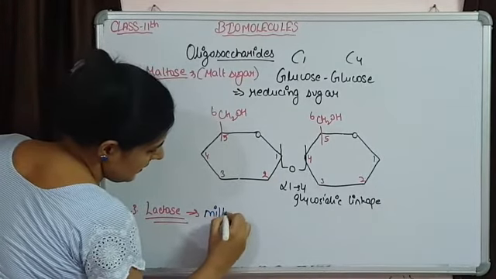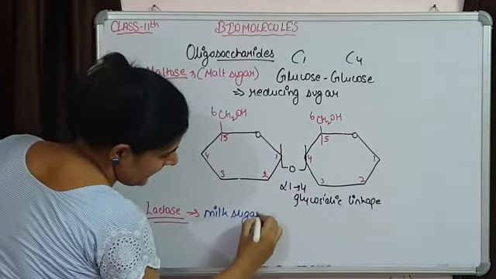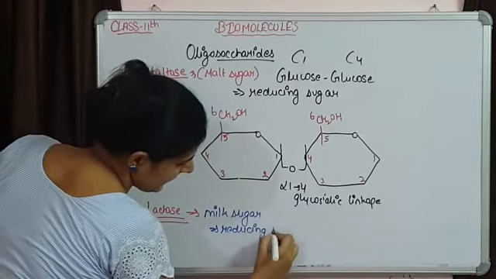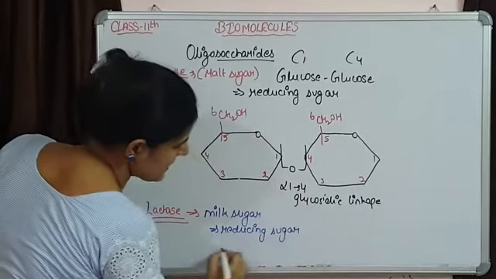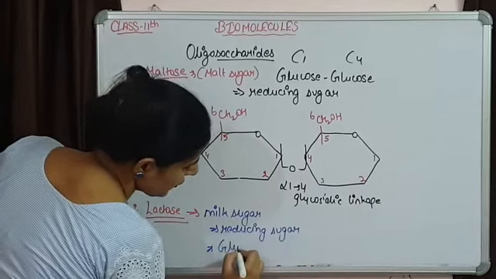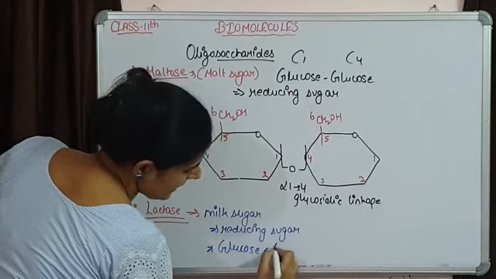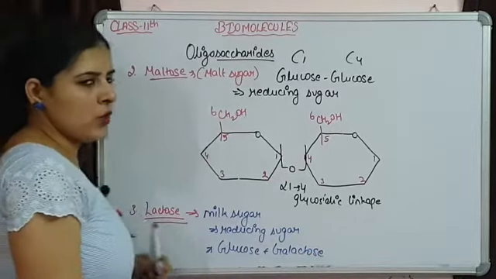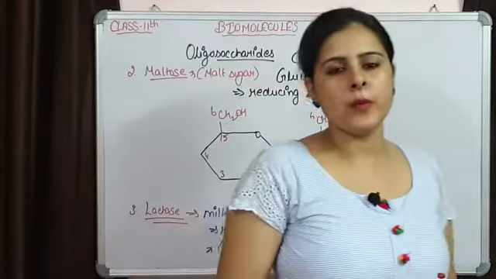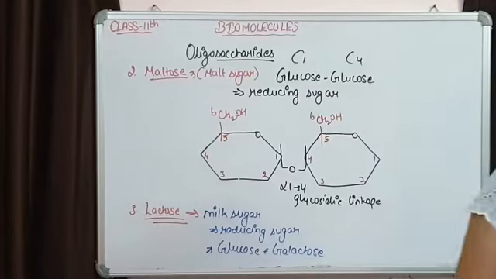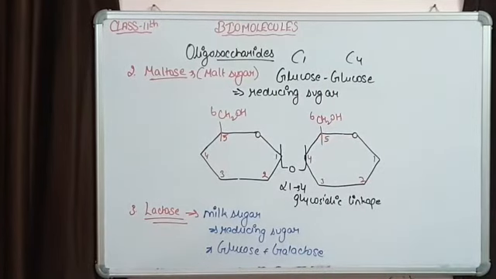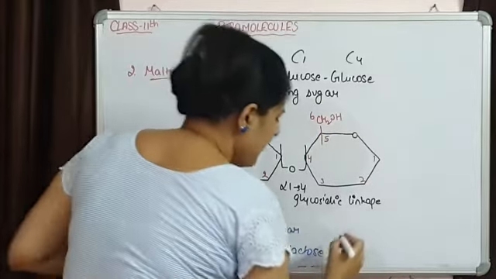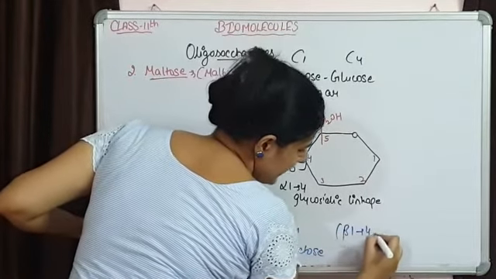So this is milk sugar, again a reducing sugar. और कौन से दो मोनोसेक्राइड्स कंबाइन होते हैं? ग्लूकोज प्लस गैलेक्टोज is there, and these are going to combine, they are going to form a glycosidic bond and are responsible for the formation of lactose, and again they are having a beta 1,4 linkage.